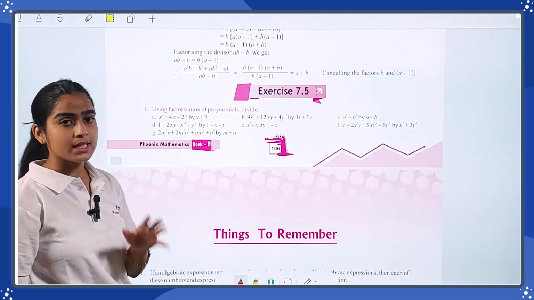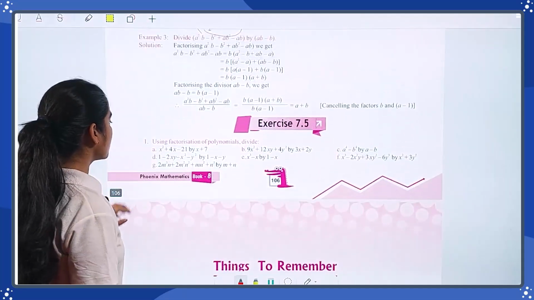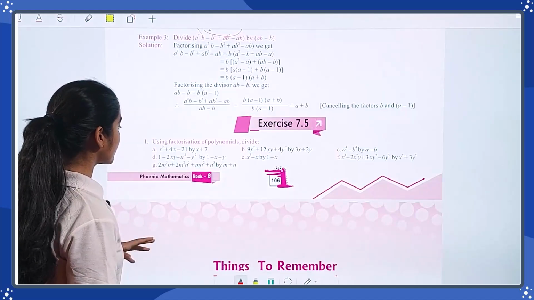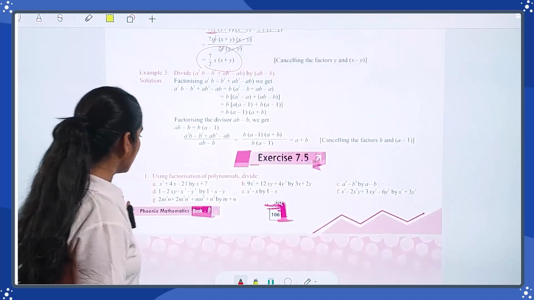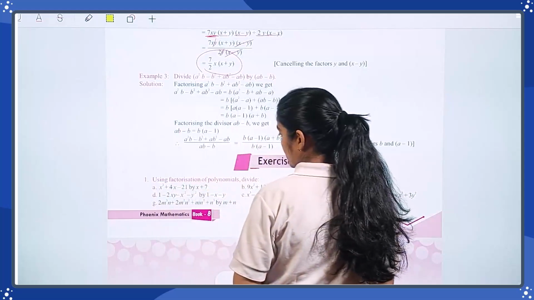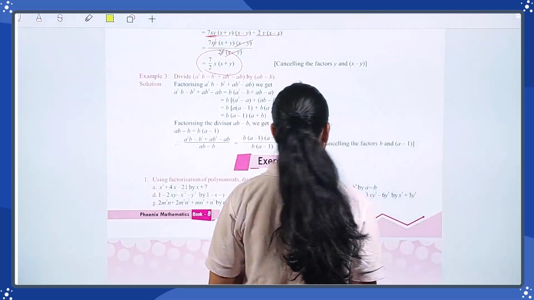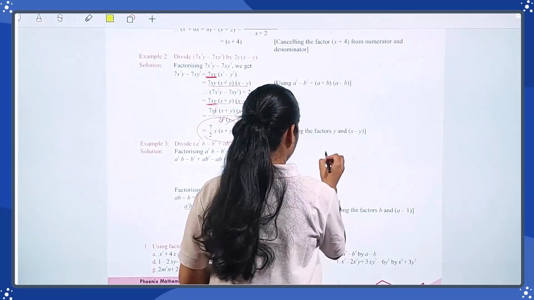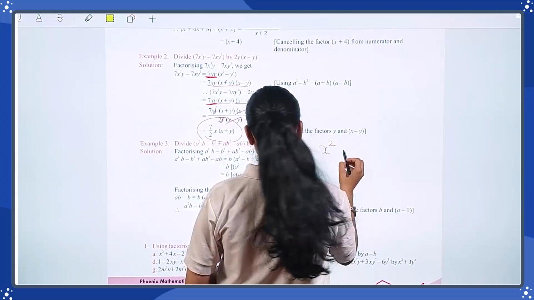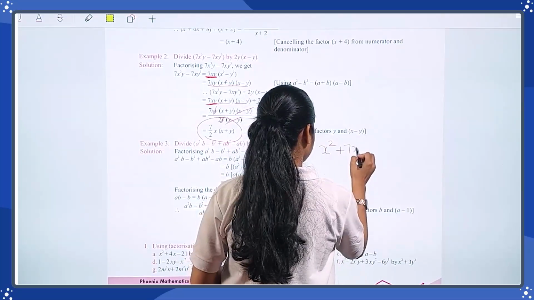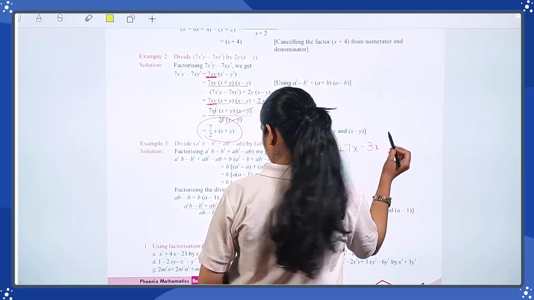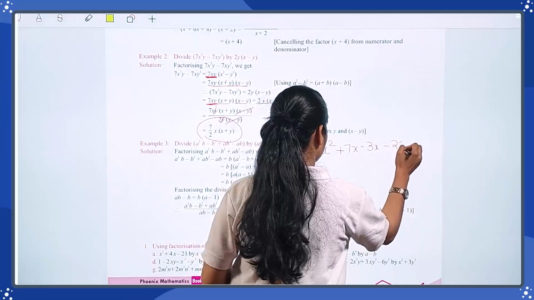Now we have exercise 7.5. The first question is, using factorization of polynomials, divide x square plus 4x minus 21 by x plus 7. Okay, for x square we need plus 7x minus 3x minus 21.